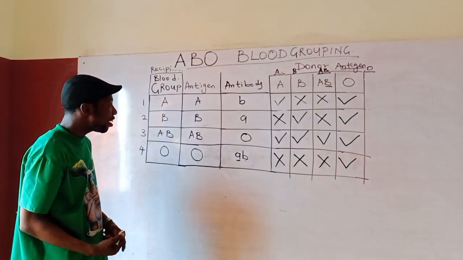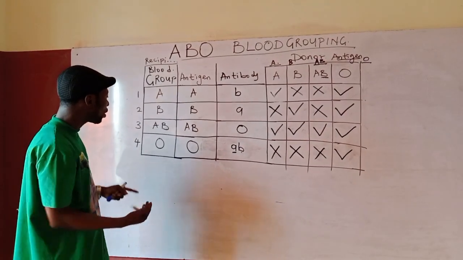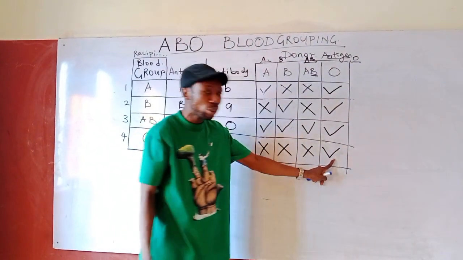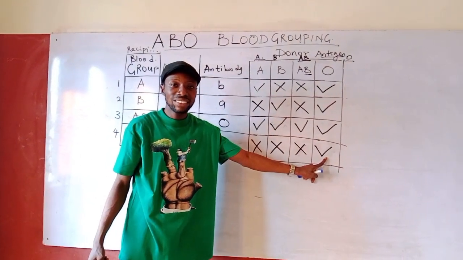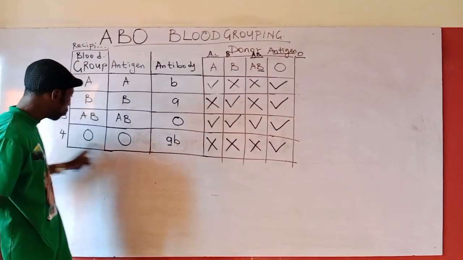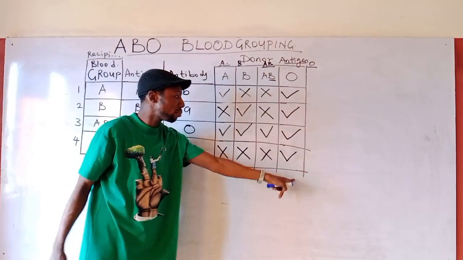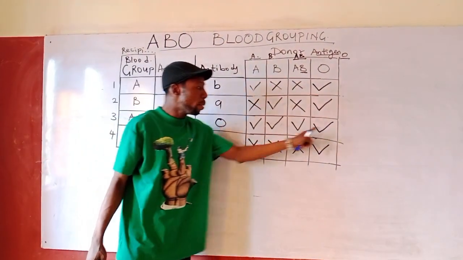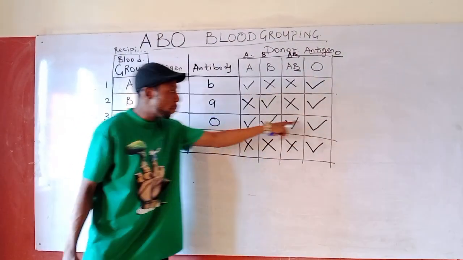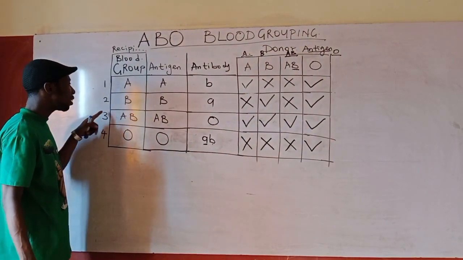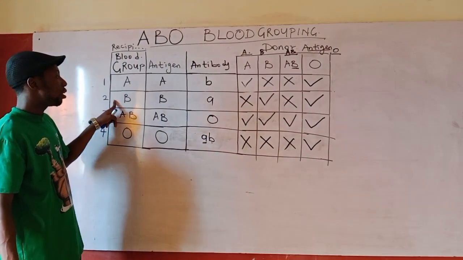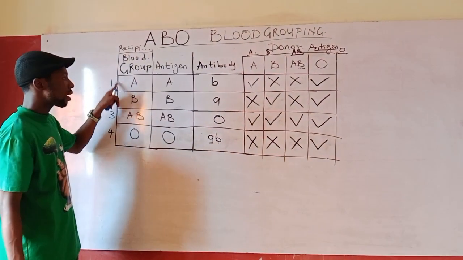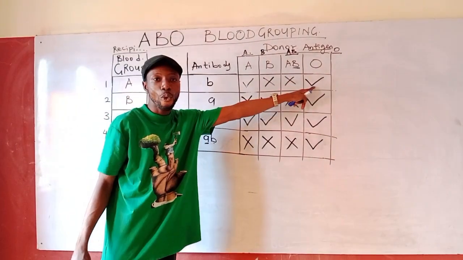In summary, we are going to understand that O here cannot receive blood from any group except O. O cannot receive from anybody except O. If you look at AB, AB can receive from anybody. Then B can receive blood from B and O. A can receive from A and O.